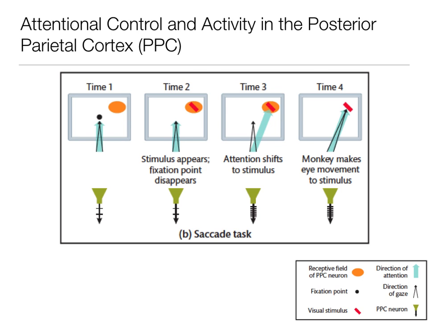And again, what we're seeing here is that firing rate went up. Then the monkey physically moves his eyes and foveates at that visual stimulus, and the firing rate stays high. But the attention shift without the eye movement is what caused that increased firing rate. Again, this is evidence that the PPC is a critical part of the brain for attention.